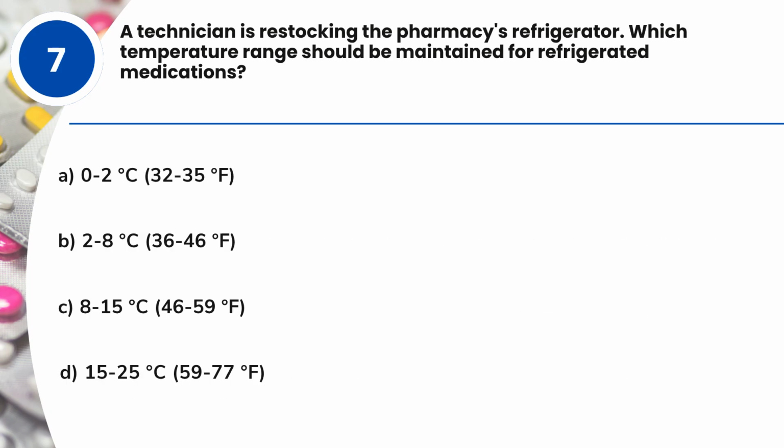Question 7. A technician is restocking the pharmacy's refrigerator. Which temperature range should be maintained for refrigerated medications? A. 0 to 2 degrees Celsius, 32 to 35 degrees Fahrenheit. B. 2 to 8 degrees Celsius, 36 to 46 degrees Fahrenheit. C. 8 to 15 degrees Celsius, 46 to 59 degrees Fahrenheit. D. 15 to 25 degrees Celsius, 59 to 77 degrees Fahrenheit.